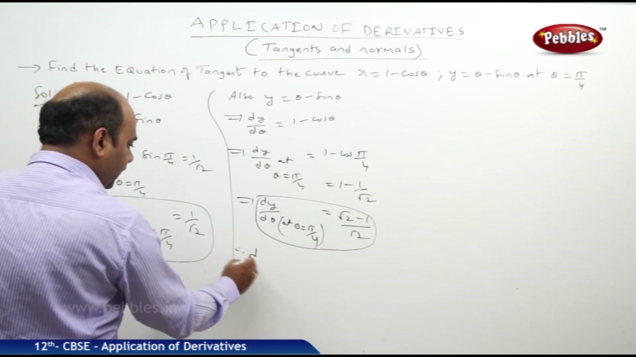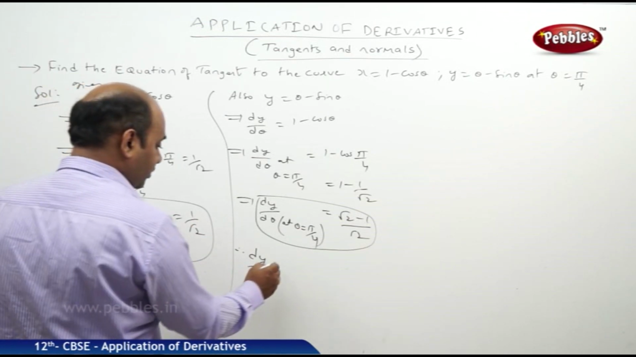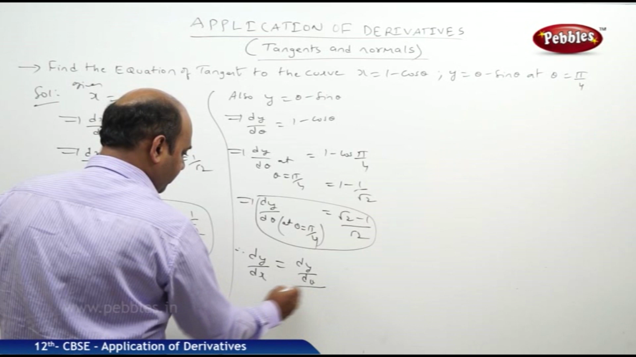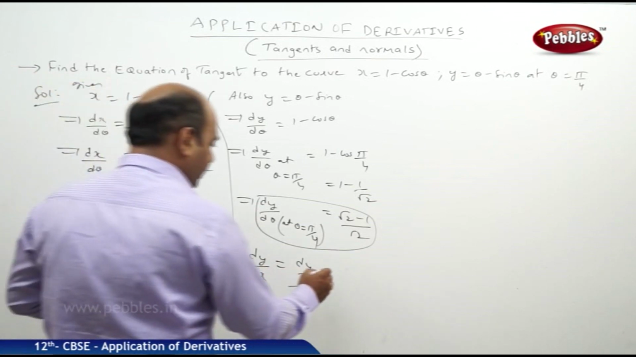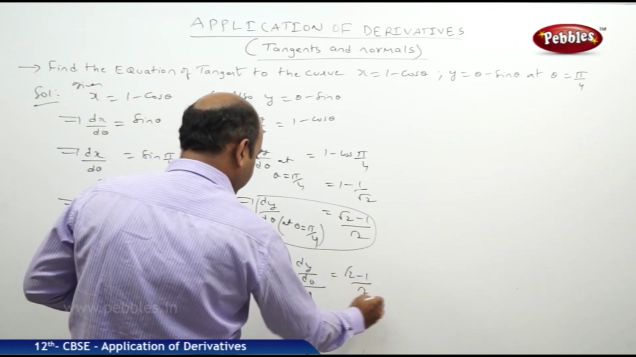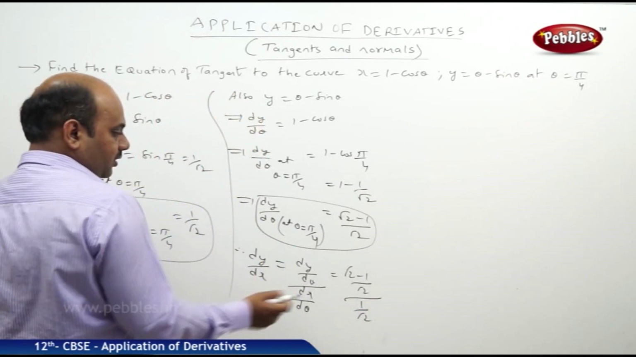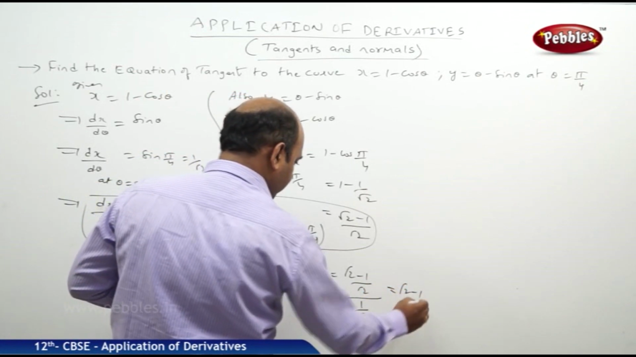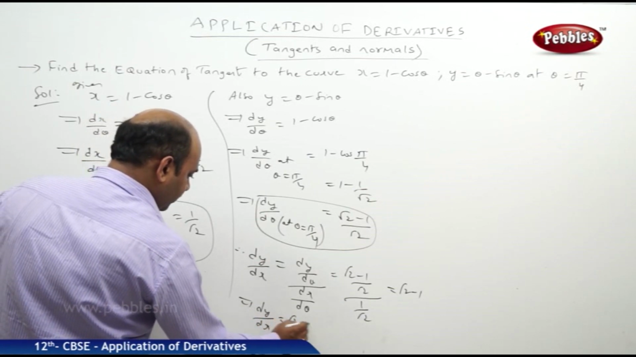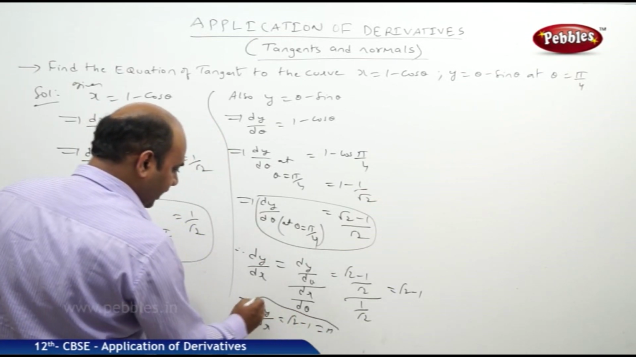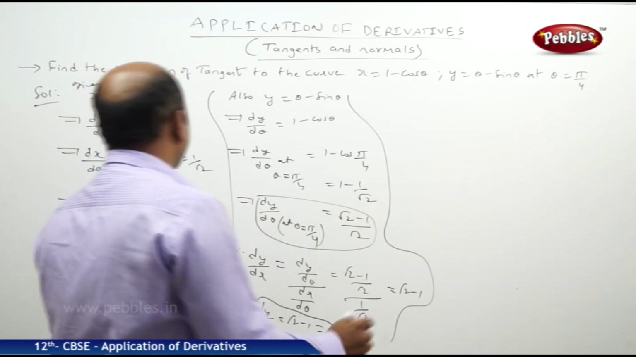But we want dy by dx. Therefore dy by dx, in an earlier class we discussed parametric differentiation. So dy by dx means dy by d theta divided by dx by d theta. So dy by dx is equal to root 2 minus 1 by root 2 divided by 1 by root 2. So what happens finally? I think we will be getting root 2 minus 1. So finally dy by dx is nothing but root 2 minus 1, that is our m. So we got the slope. If we get the slope, we are very happy.